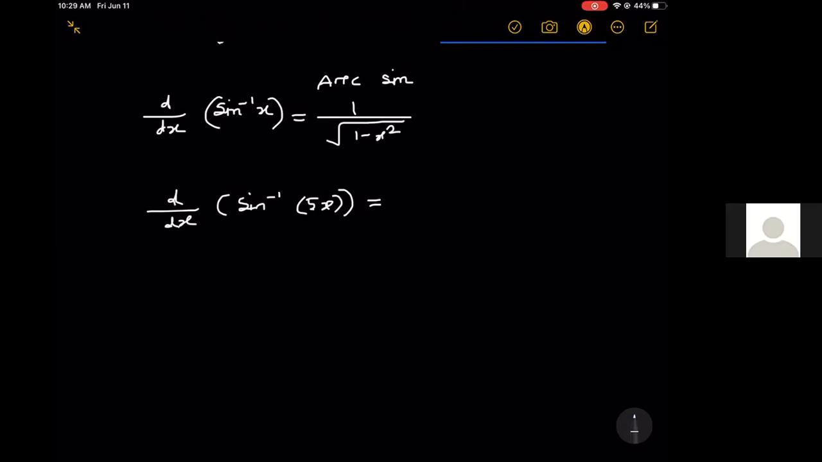Would it be 1 over the square root of 1 minus 5x squared? Okay, yeah, this part is right. So 1 over square root of 1 minus 5x squared. Yeah, you're right, because in place of x, we have this 5x, so we take the square of this 5x. But are we done?